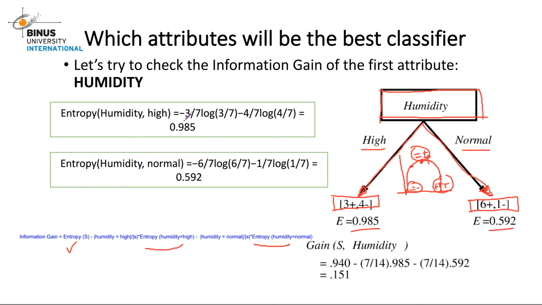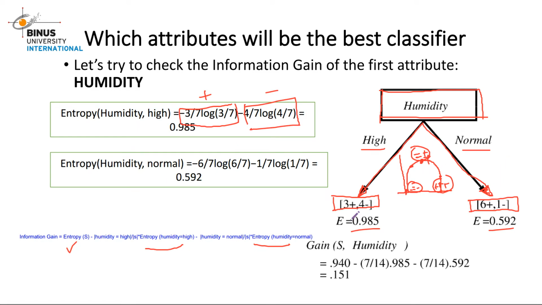Okay, how to calculate this is just using the previous formula. 3 out of 7, because this is 3 out of the whole subset. The humidity high subset is equal to 7. And then multiply by log base 2 of 3 over 7. So this is for positive, and this is for negative. Yeah, the same for the humidity when it's normal.